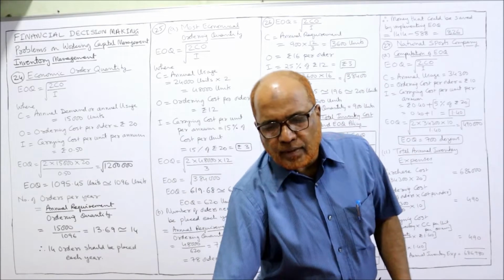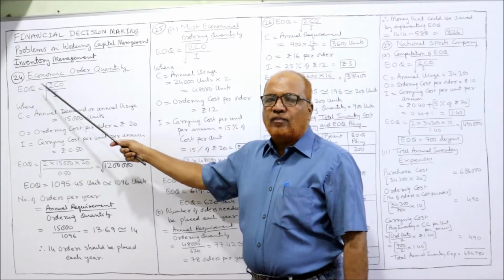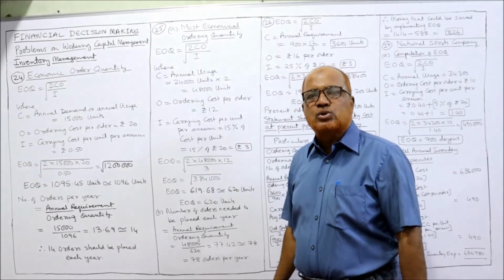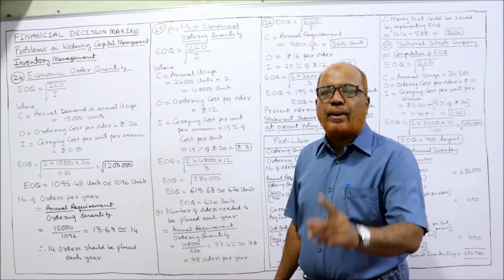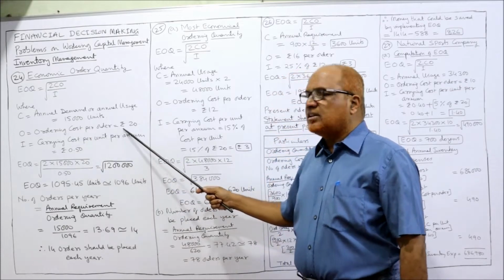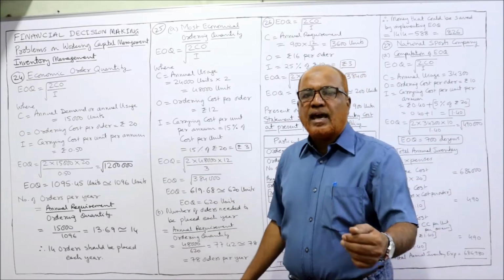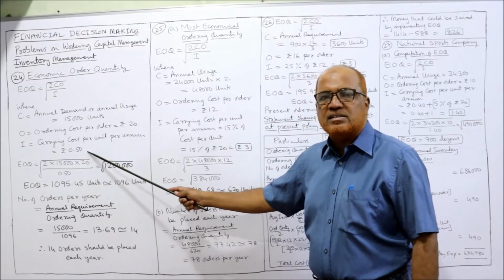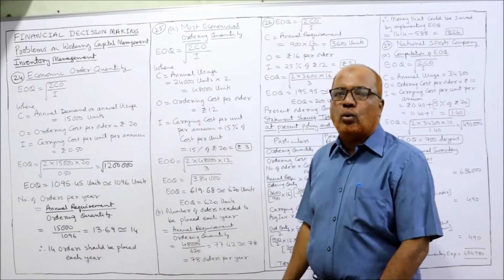So in this problem, I'm going to find out how much is the EOQ. Economic order quantity EOQ. The formula is square root of 2CO by I, where C stands for annual demand or annual usage or annual consumption. How many spinning tops we require per annum is given in the problem: 15,000 units. Then ordering cost per order is given in the problem: 20 rupees. And the carrying cost per unit per annum, the cost to hold 1 unit for 1 year, is given as 0.50. These three things are required for calculating EOQ.